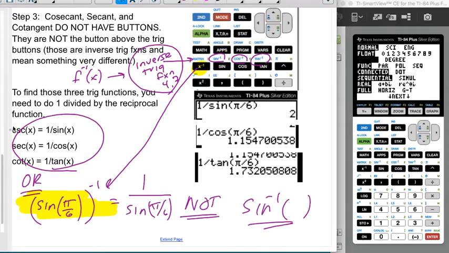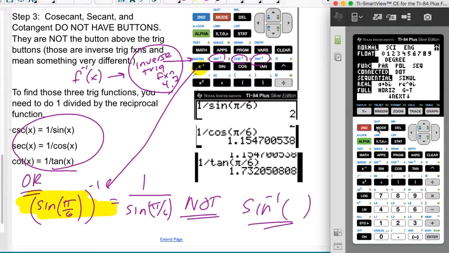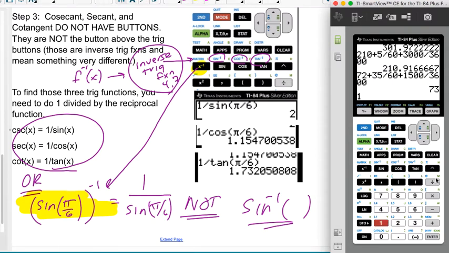So if I wanted to put the cosecant of pi over 6 in my calculator, the way I would have to do it is I would have to do 1 divided by sine of pi over 6, right? And there's my answer, right?